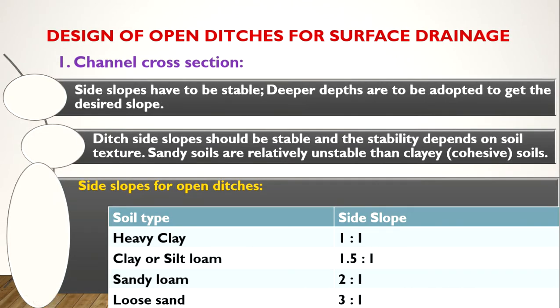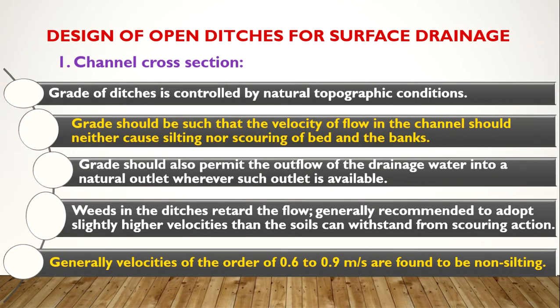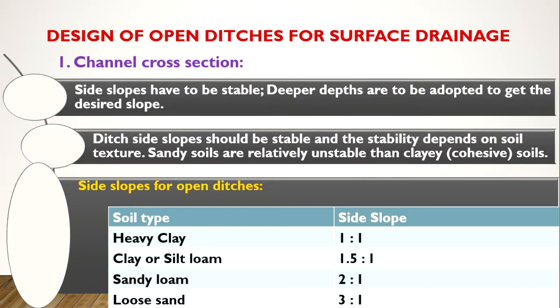And the side slope should be very stable. So mainly it depends upon the texture of the soil. Texture means how much clay, silt and sand is present in the soil. Here there is a table which shows the preferred side slope for a particular kind of soil. If it is clay, clay has the natural nature of cohesiveness.